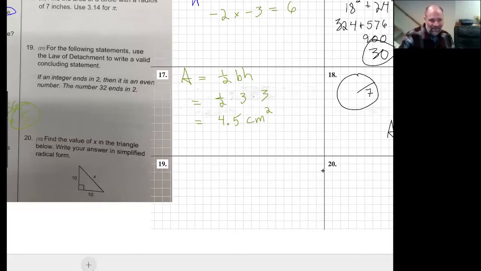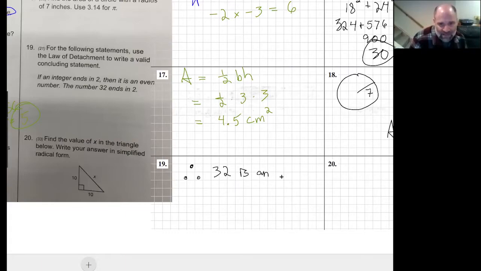Two more. Following statements use the law of detachment to write a valid conclusion of the statement. So if an integer ends in 2, then it is an even number. The number 32 ends in 2. Guess what? Therefore, you can just write the symbol for therefore, which is the 3 dots here, right? Therefore, 32 is an even number.